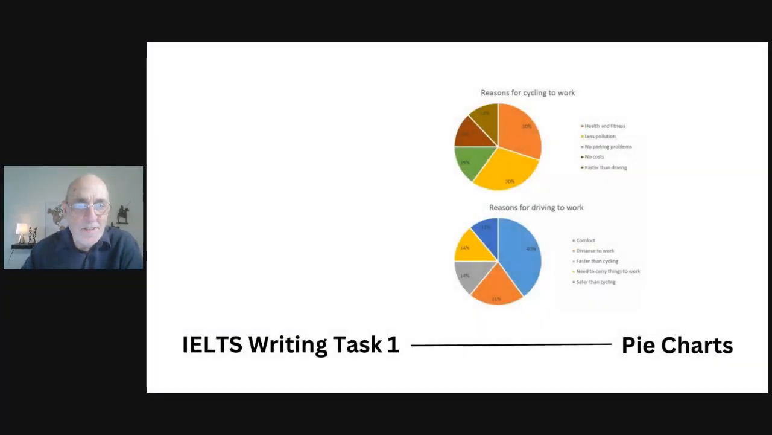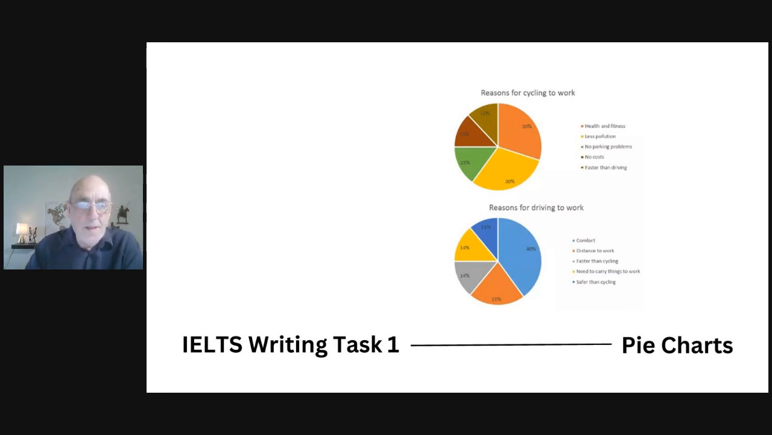You know that in Writing Task 1, you have 20 minutes to write an essay of 150 words, and I want to show you the best way to get the score you need when it comes to writing essays about pie charts. So let's get started, and we're going to deal with pie charts.